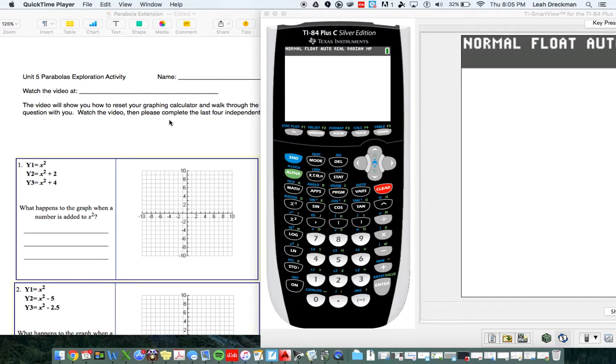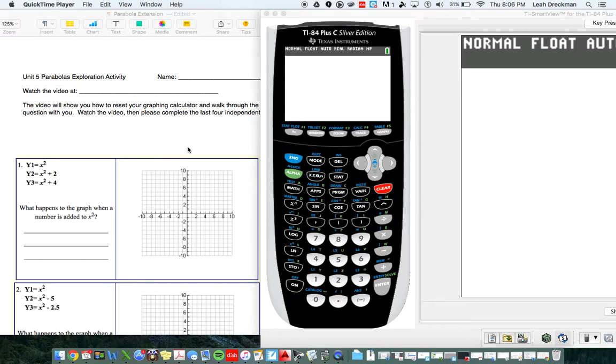All right, so to get to this screen, to type it in, we want to first make sure you already watched the video on how to reset the default settings. The default settings will have these window ranges that you see here on your graph paper. It will go from -10 to 10 on the x-axis, and similarly we'll do the same thing on the y-axis.